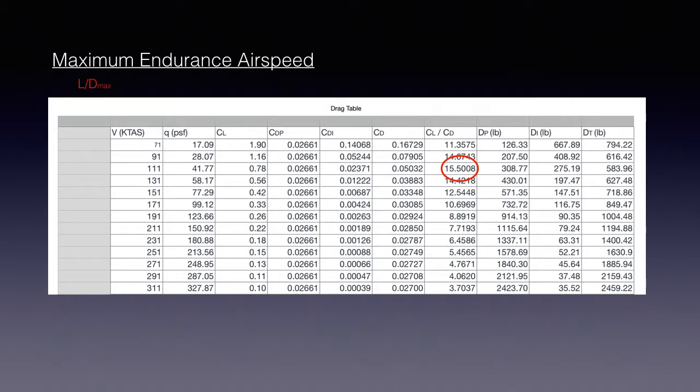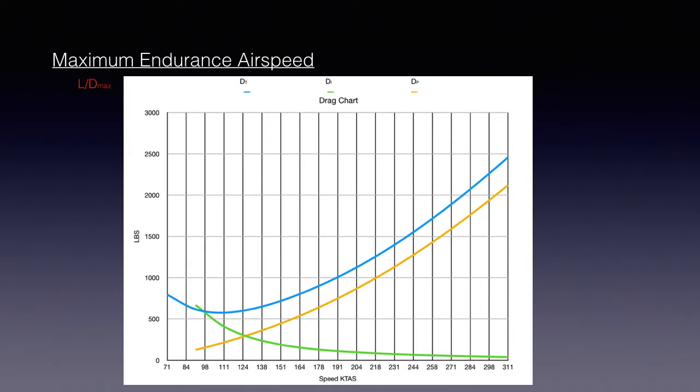15.5008, which, if you run that to the left, is connected with the 111 knots. So this one's pretty easy. The LD max for the airplane is 111, and that gives us our maximum endurance. Now let's double check that with the drag chart and see if we come up with something close there.